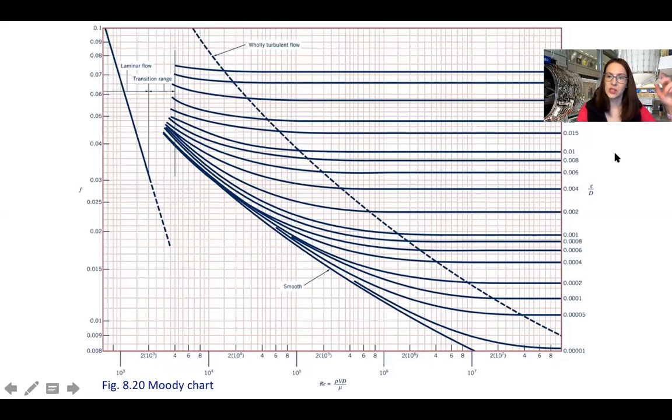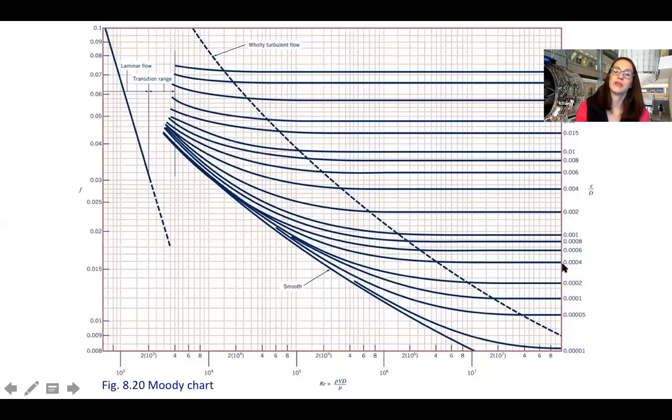Let's say you calculate that your relative roughness is 0.004. First, you come over to this right vertical axis and you find the line that corresponds to 0.004, right? And here we go. Now, if you also know the Reynolds number, let's say it's 10 to the 6th, you just trace the line back to where it intersects the vertical line that corresponds to the Reynolds number of 10 to the 6th. And where they intersect, you now stop and trace that back horizontally to the left vertical axis to pick off your friction factor.